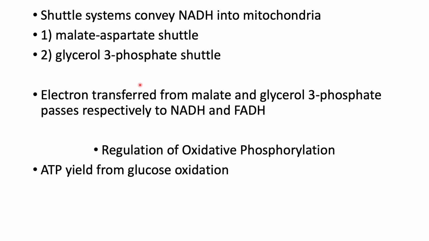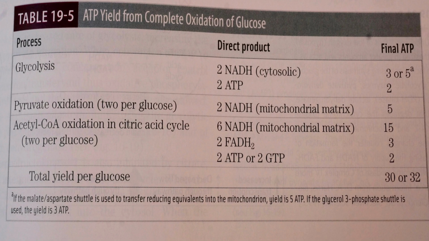There are shuttle systems which exist to convey NADH into the mitochondria. One of these is the malate-aspartate shuttle, and the other is the glycerol 3-phosphate shuttle. Electrons are transferred from malate and glycerol 3-phosphate, passing respectively to NADH and FADH2. And the ATP yield from glucose oxidation is a form of regulation.